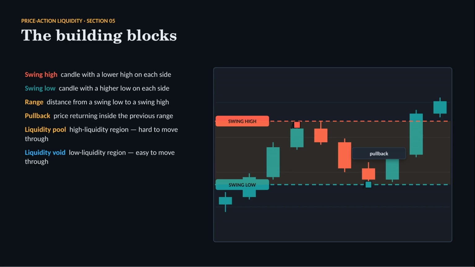Before we go deeper, here are the building blocks you need. A swing point is a local high or low where price turned. A range is the area between a swing high and a swing low. A pullback is a smaller counter move inside a bigger trend. A pool is a cluster of orders, usually stops, sitting at an obvious level. And a void is the opposite, an area with almost no resting orders, where price can move fast because there's nothing to slow it down. Pools attract price, voids let it run.